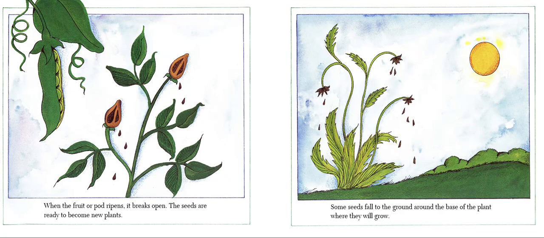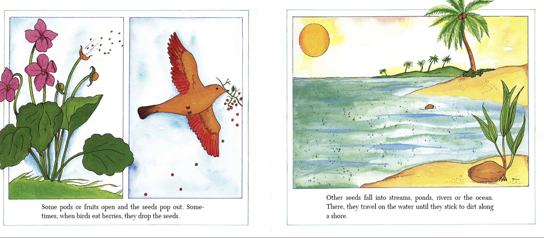Some seeds fall to the ground around the base of the plant where they will grow. Some pods or fruits open and the seeds pop out. Sometimes, when birds eat berries, they drop the seeds. Other seeds fall into streams, ponds, rivers, or the ocean. There, they travel on the water until they stick to dirt along a shore.